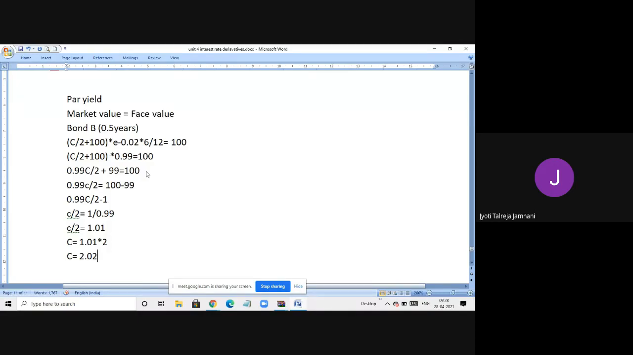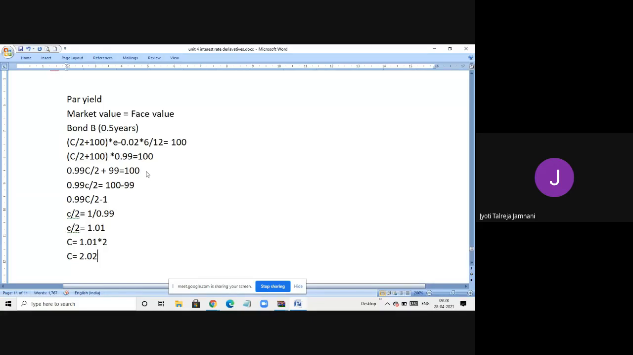If you divide it by face value, you can find the percentage also. It's the same 2.02% because the face value of the bond is 100. On 100 you're getting 2.02. That means it is 2.02%.